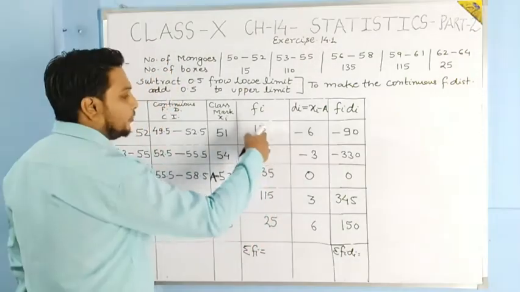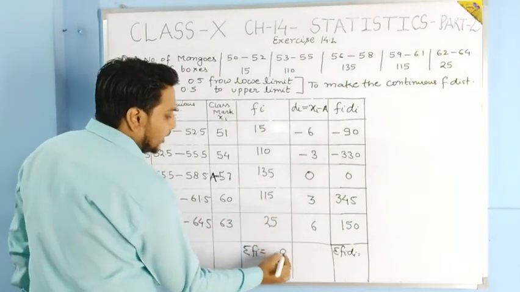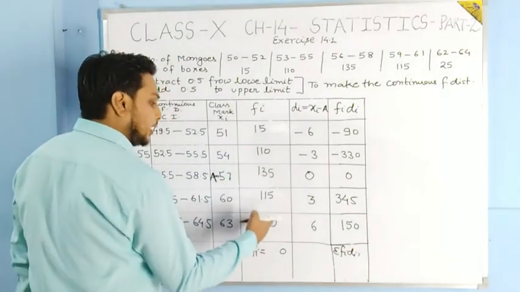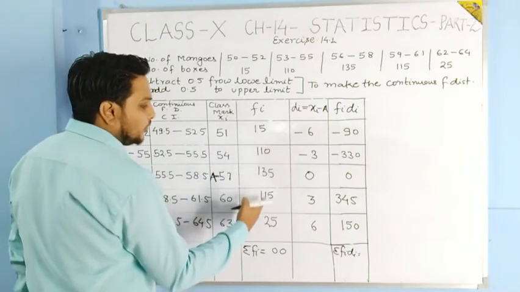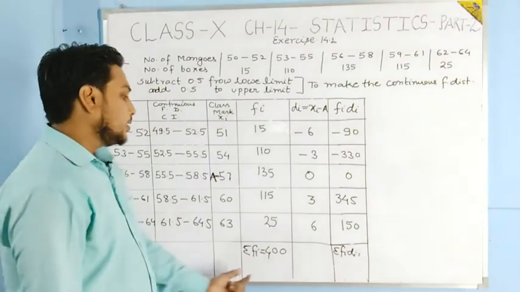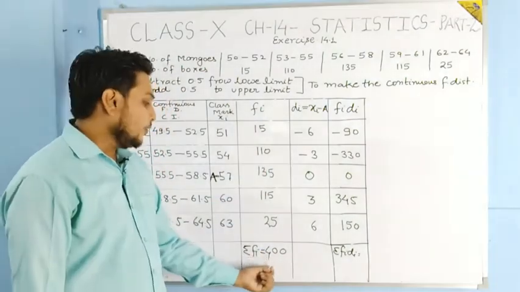Okay, so it is 5, 5 is 5, 10, 10 and 5 is 15, 15 and 5 is 20, carry will be 2. 2 and 1 is 3, 3 and 1 is 4, 4 and 3 is 7, 7 and 1 is 8, 8 and 2 is 10, carry will be 1. 1 and 1 is 2, 2 and 1 is 3, 3 and 1 is 4. Okay, so sigma fi is what? The sum of frequency is 400.